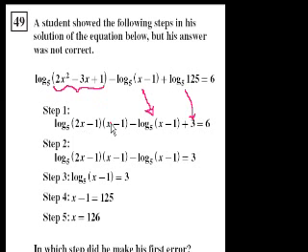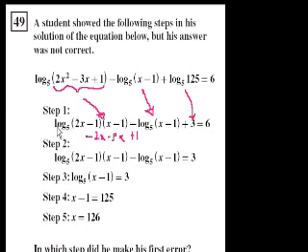2x times 2x is 2x squared. 2x times minus 1 is minus 2x. Minus 1 times x is minus x. And you have a minus 1 times a minus 1, you get a plus 1. So you get 2x squared minus x minus 2x, so minus 3x plus 1. So this is right. So far, so good. What does he do next?